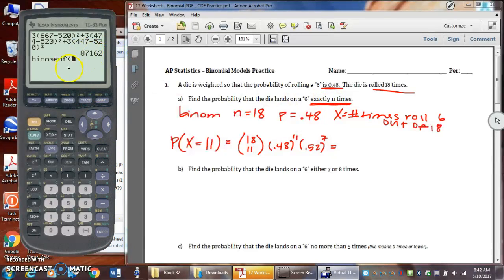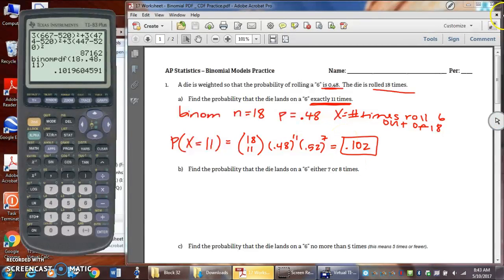My calculator is older. If you have a newer one, it'll bring up a menu and tell you what exactly it wants, but the three things it needs are n, p, and x. So I'm going to write my n is 18, and then comma. If you have a newer calculator, you don't have to put the commas, just type in the three numbers. P is next, which is 0.48, and then x, which is the number of times we want it to happen, so 11, and that is our probability. So the probability of it happening exactly 11 times is 0.102, we'll say.